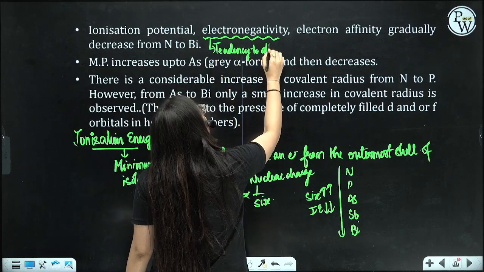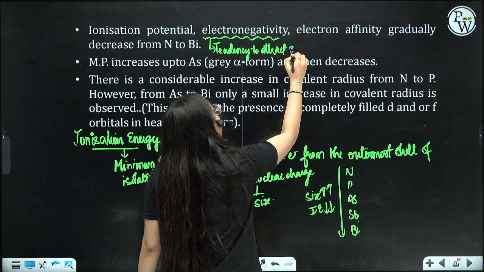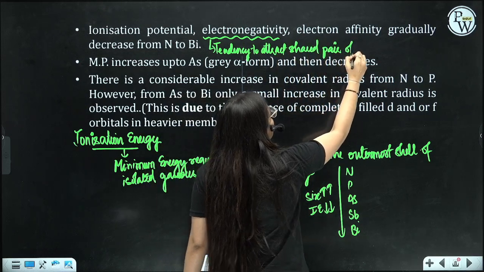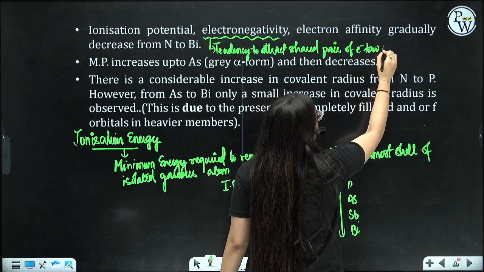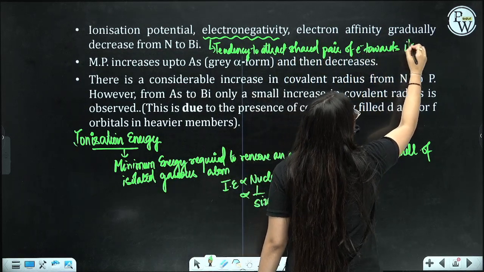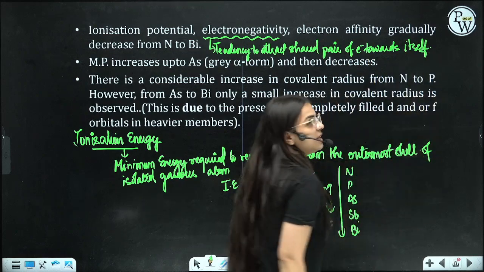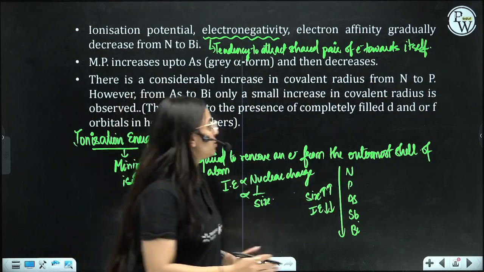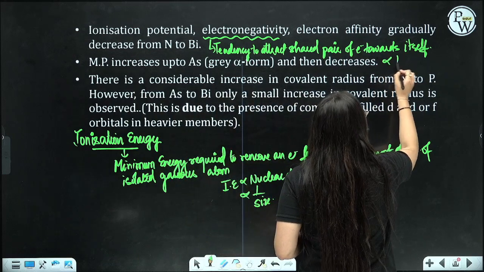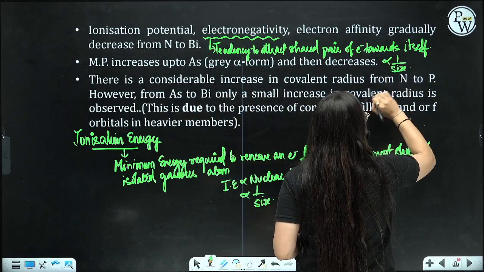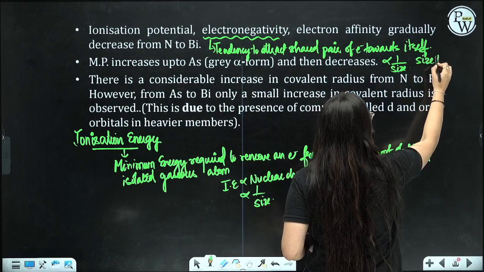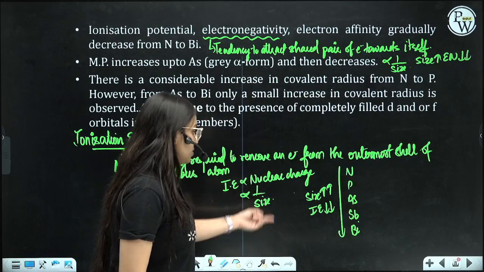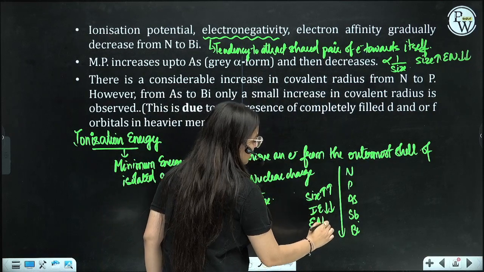to attract the shared pair of electrons towards itself. The tendency to attract a shared pair of electrons towards itself is electronegativity. Remember, electronegativity is also inversely proportional to size. If size is increasing, electronegativity will decrease. Same trend for electronegativity, it will decrease.